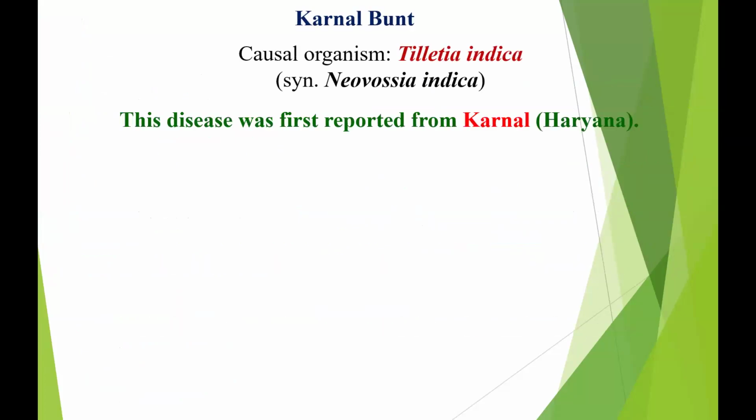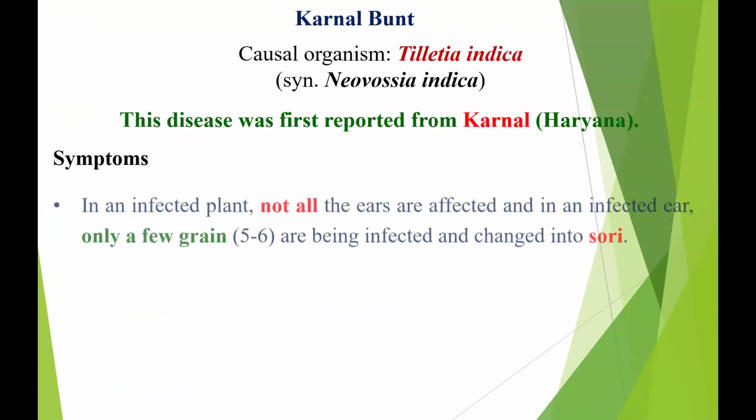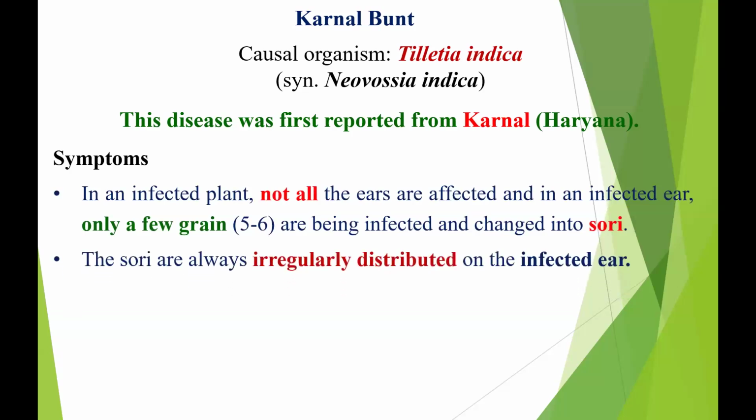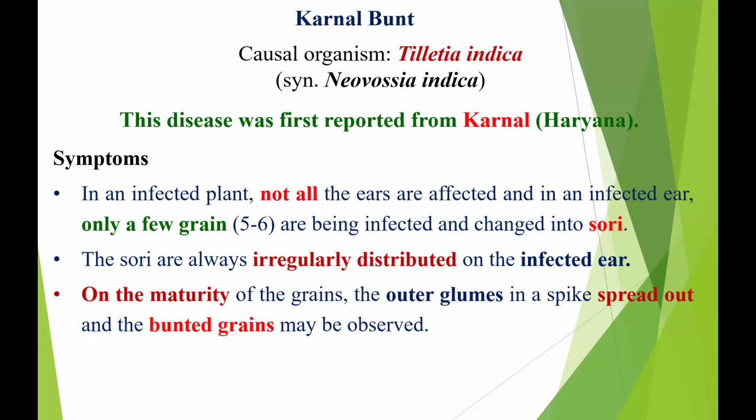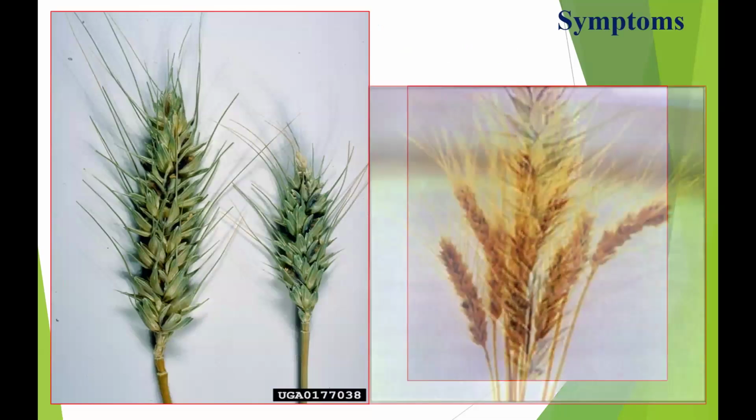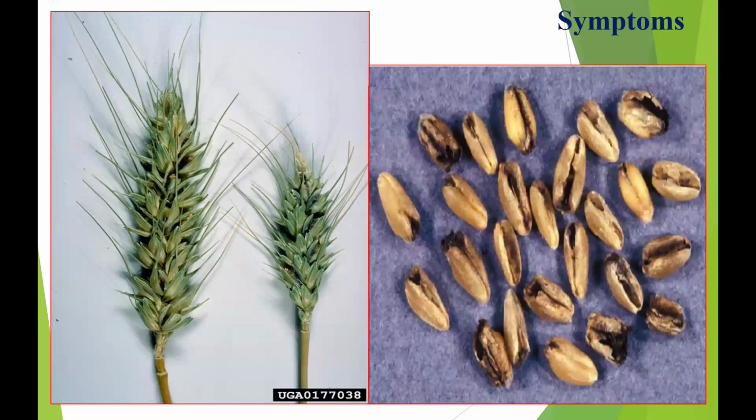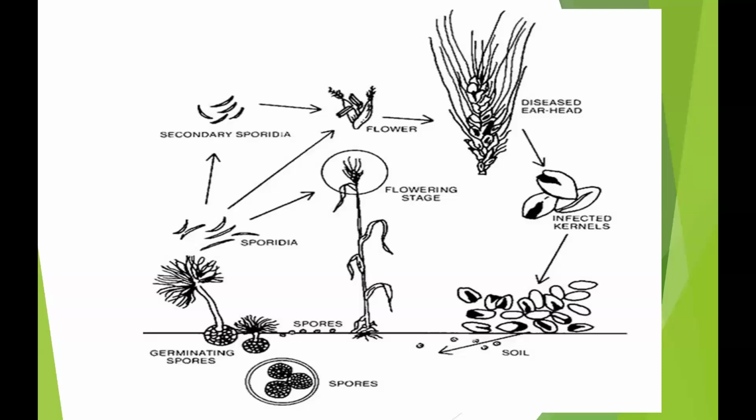This was first reported in Karnal in 1931, and the symptoms are: not all the ears are affected, and the grains are converted into sori balls. The sori are irregularly distributed, and on maturity, the spikes spread out and the bunted grains may be exposed. These are the symptoms. This is how it looks, and this is the disease cycle.